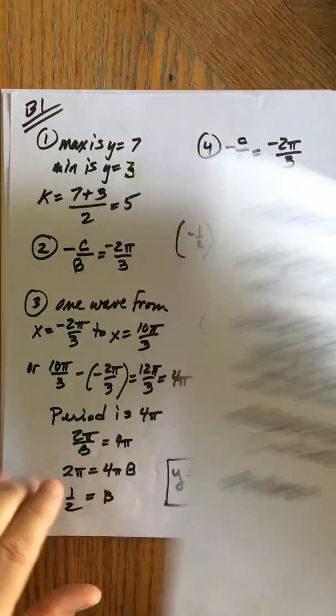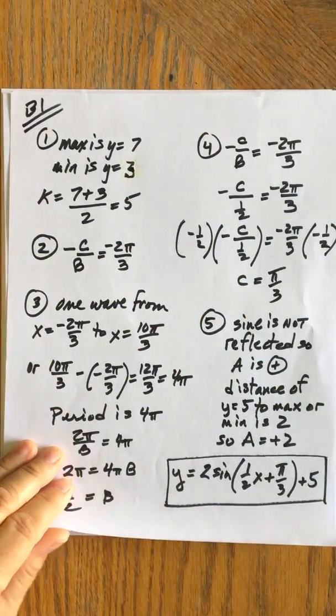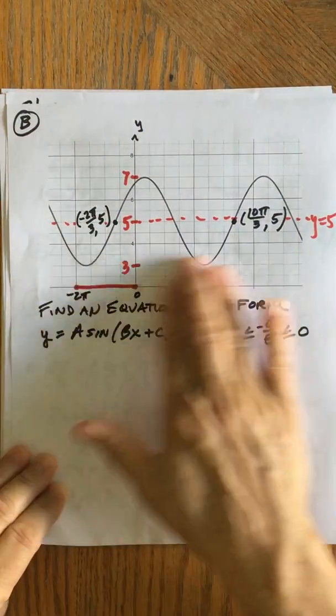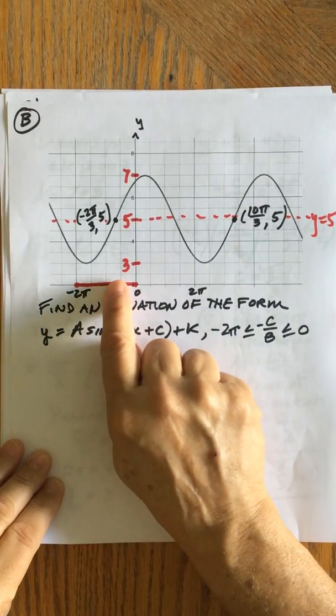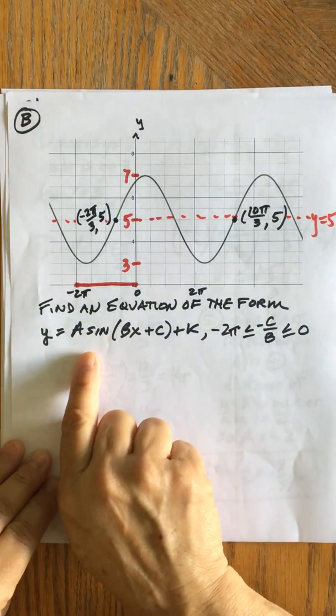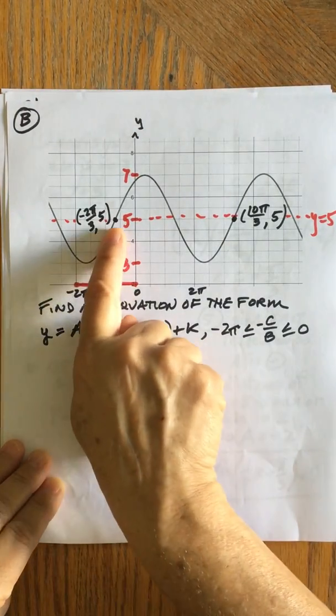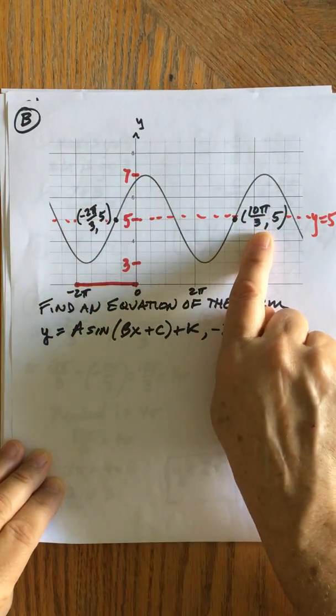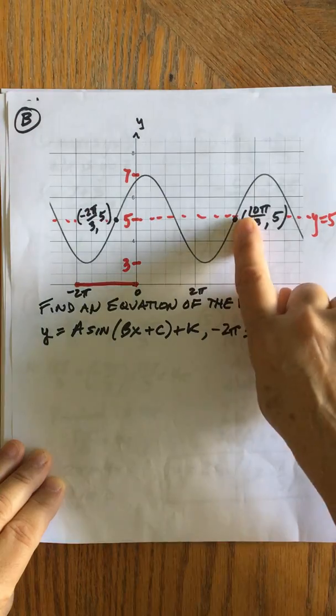Then you find the period. Now remember, the period is the same for both of them, right? The first equation we found and this one. But let's say this is all we had, and we knew we went from negative 2 pi over 3, maybe even to here, 10 pi over 3. That's one full sine wave.